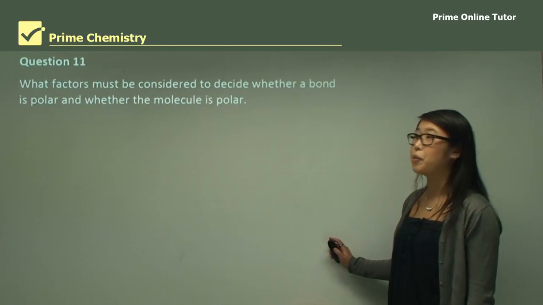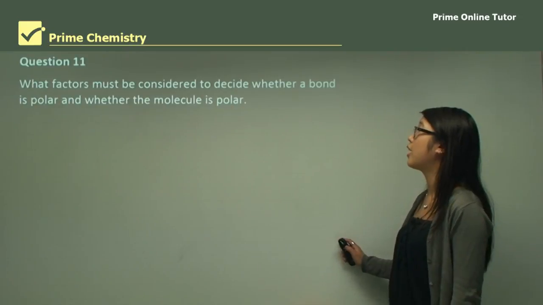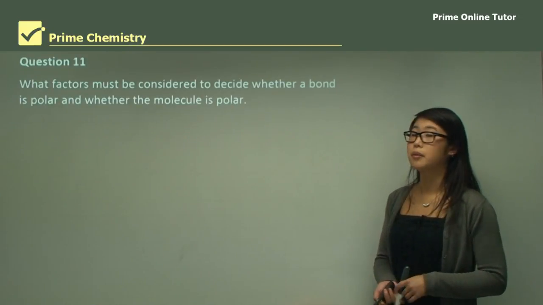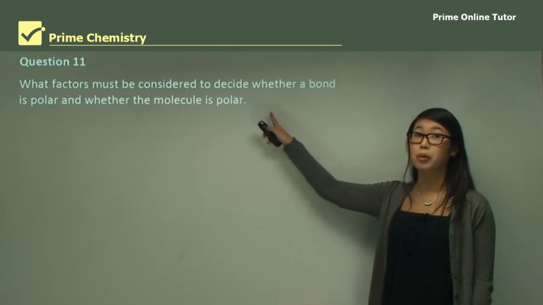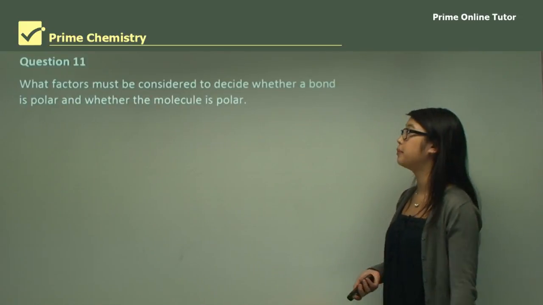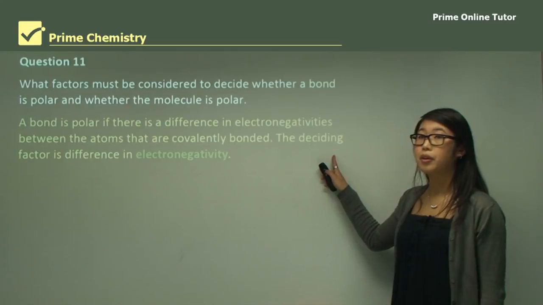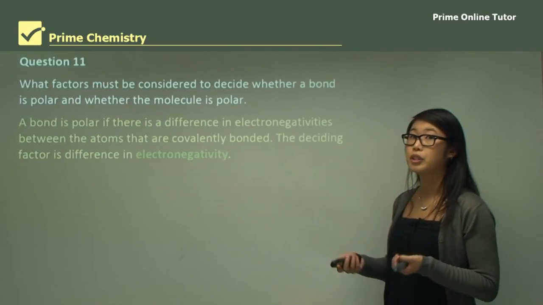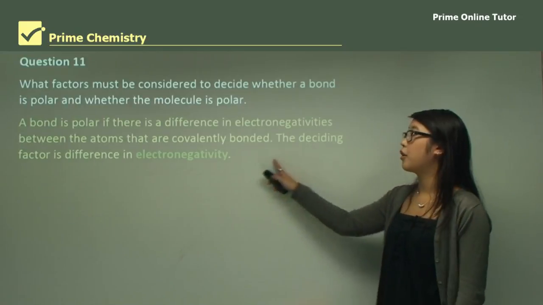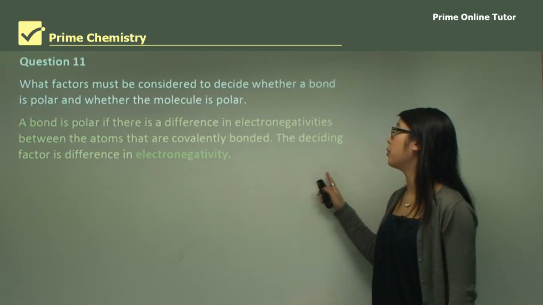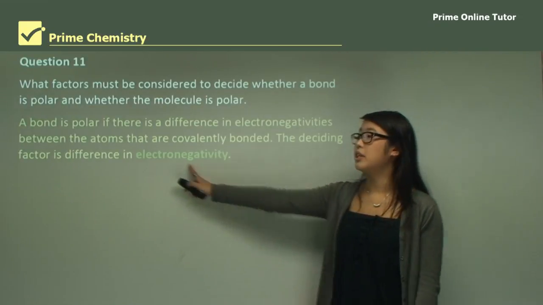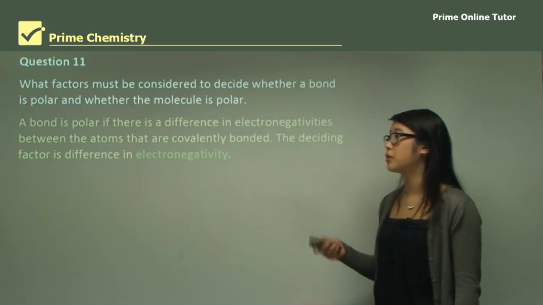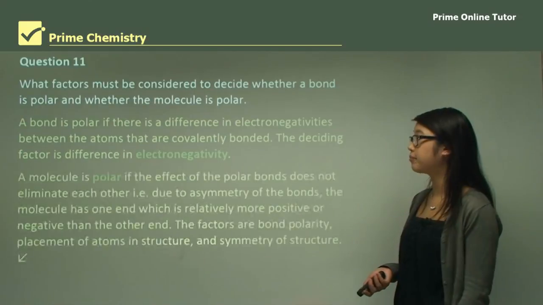Question 11. What factors must be considered to decide whether a bond is polar and whether the molecule is polar? So we need to look at bonds and the whole molecule, the addition of all the bonds. So a polar bond is one where there's an electronegative atom, and therefore it's going to pull the charge closer to it in a covalent bond. It has to be a covalent bond. And this is because it's more electronegative. It likes the electrons more, it's pulling them closer to it. So it's going to have a net negative charge.